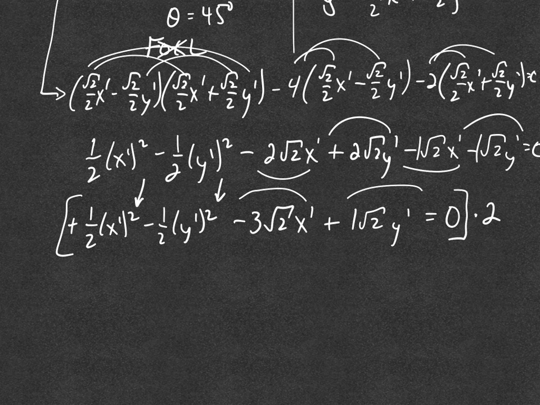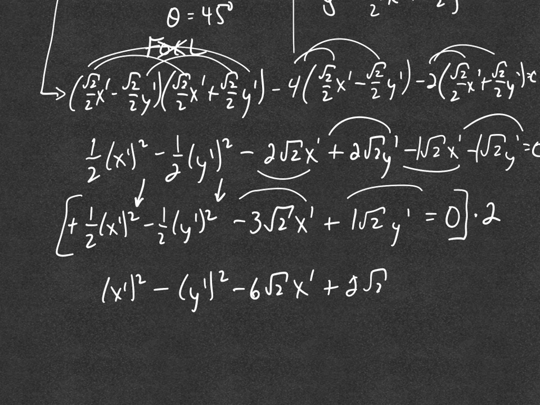So 2 times a half would just be x prime squared. 2 times negative a half would just be negative y prime squared. 2 times negative 3 would be negative 6 square roots of 2 x prime. And 2 times 1 would be 2 square roots of 2 y prime. 0 times 2, of course, is just 0.